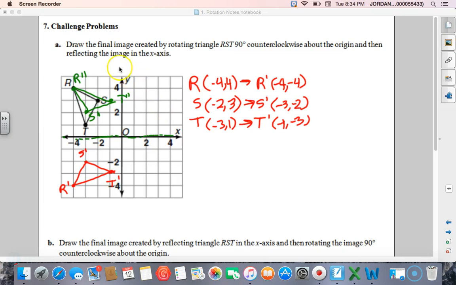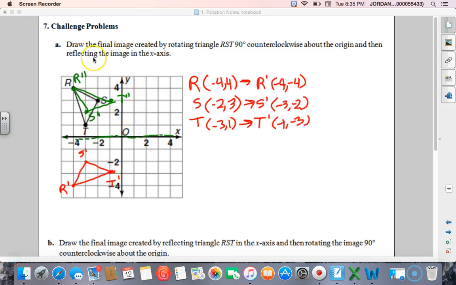So right here you had to do a combination. You had to do a rotation and then reflect. Okay, so it was like 2 transformations in one. So first you had to rotate the triangle RST to the bottom quadrant, and that's what I did right here. Since it was 90 degrees, I swapped the numbers, and of course since it's in this quadrant, everything is negative. So all my numbers have negatives, so that gave me R prime, S prime, T prime.